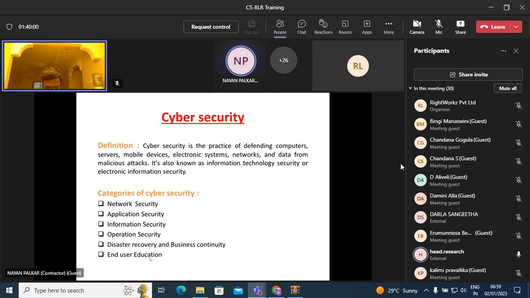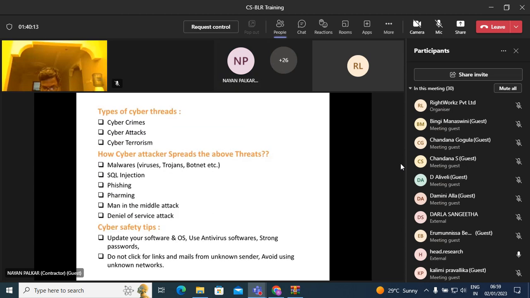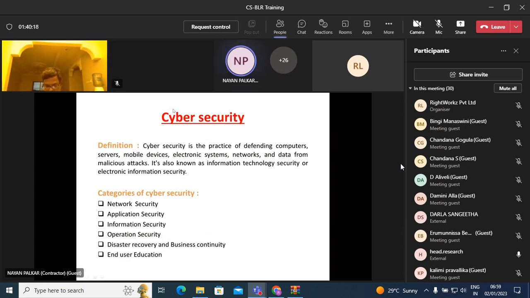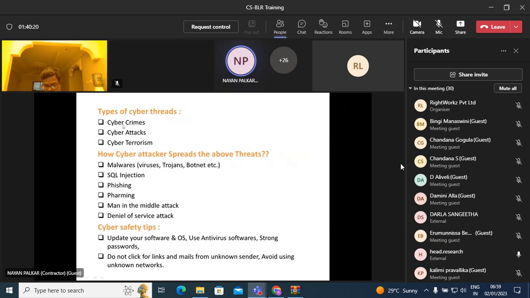Then the end user education tells us about the end users like us who are going to use the application. It should be secure for our system. Then the types of cyber threats are cyber crimes, cyber attacks, and cyber terrorism. These are the three threats which cyber security faces every day.